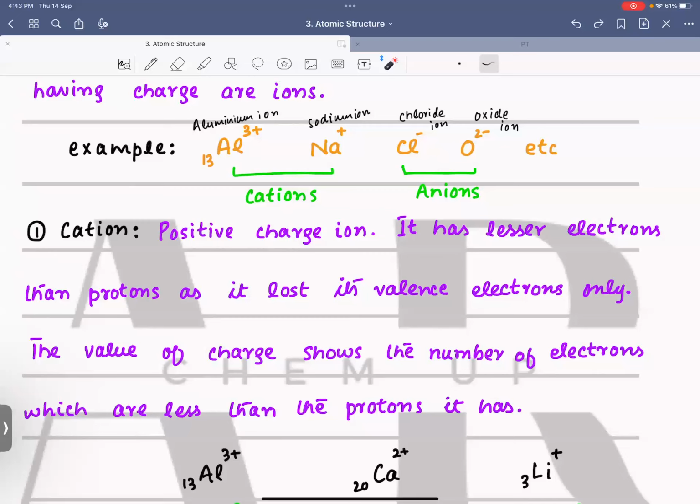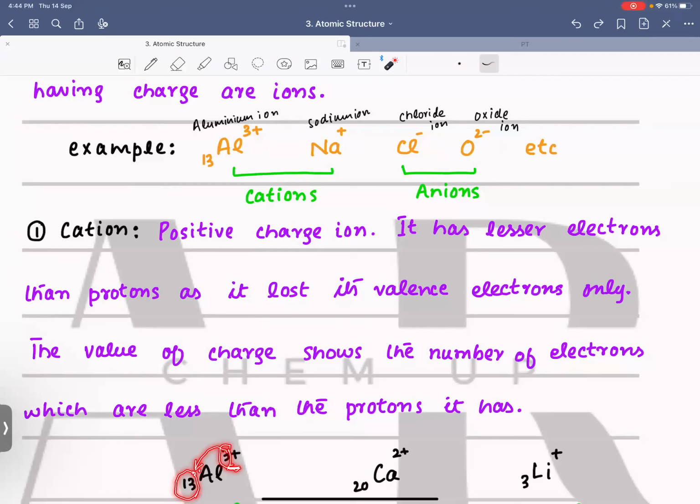Done. Okay. So see, this 13 is what? Proton number. It means there are how many protons in aluminium? 13. And what is the charge over here? 3 plus, positive. It indicates that there are 3 electrons less than this number. So the protons are going to be 13 and the electrons are going to be 10.